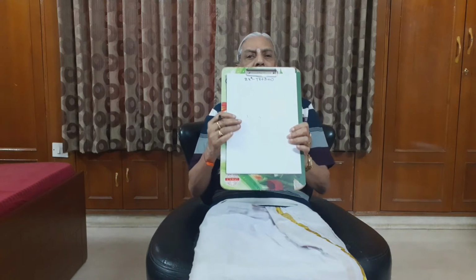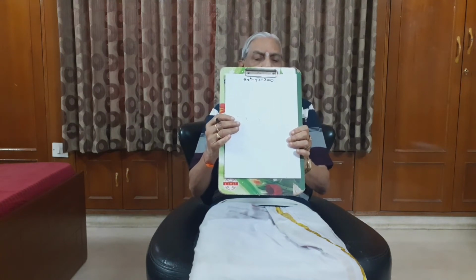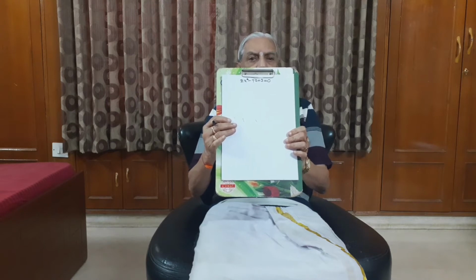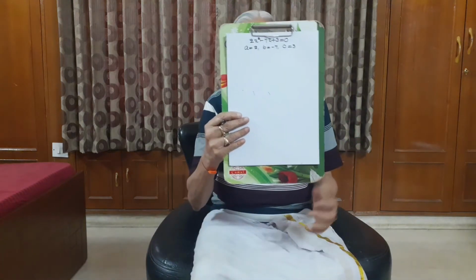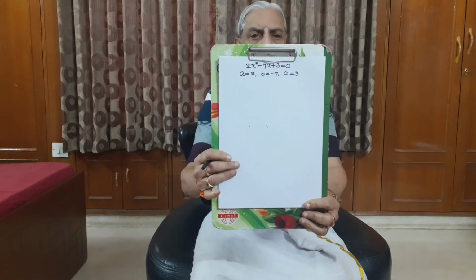Now the problem I have taken here is 2x squared minus 7x plus 3 is equal to 0. As I already told you, you have to analyze the problem. What do you mean by analyzing the problem? Find out the values of a, b and c. Here, a takes the value 2, b takes the value minus 7, c takes the value 3. Is it alright? I think you have written the problem there, and please understand whether it is true or not.